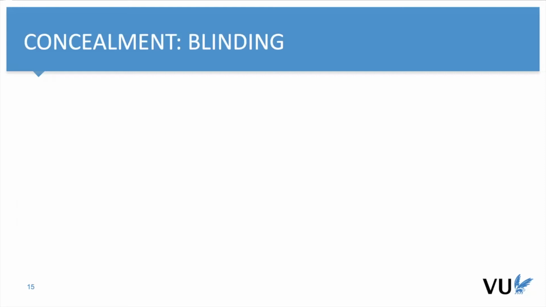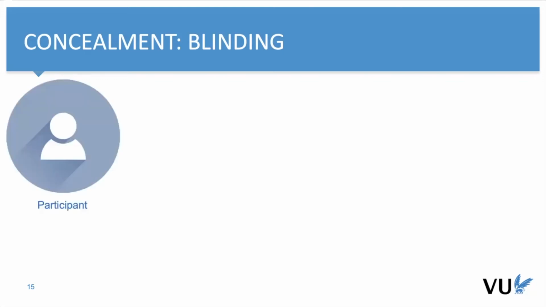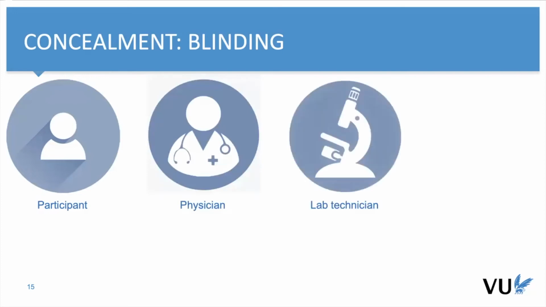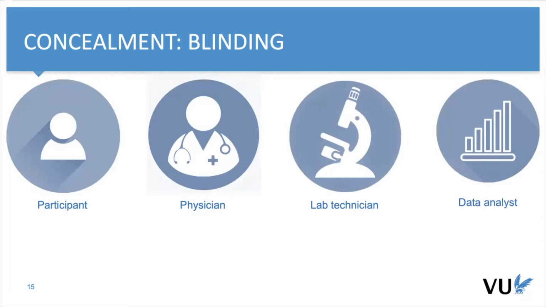The third component is blinding or concealment of the allocation. So we should not forget that a lot of persons are involved in a clinical trial, in a randomized clinical trial. Of course, it is the participant or the patient, the physician or the investigator. But we have also people working in the laboratory doing all the laboratory tests. And don't forget that we have somebody who is analyzing the data. So a lot of people are involved. And the fewer people know what allocation the participants get, whether the participant is exposed or non-exposed, the better it is.